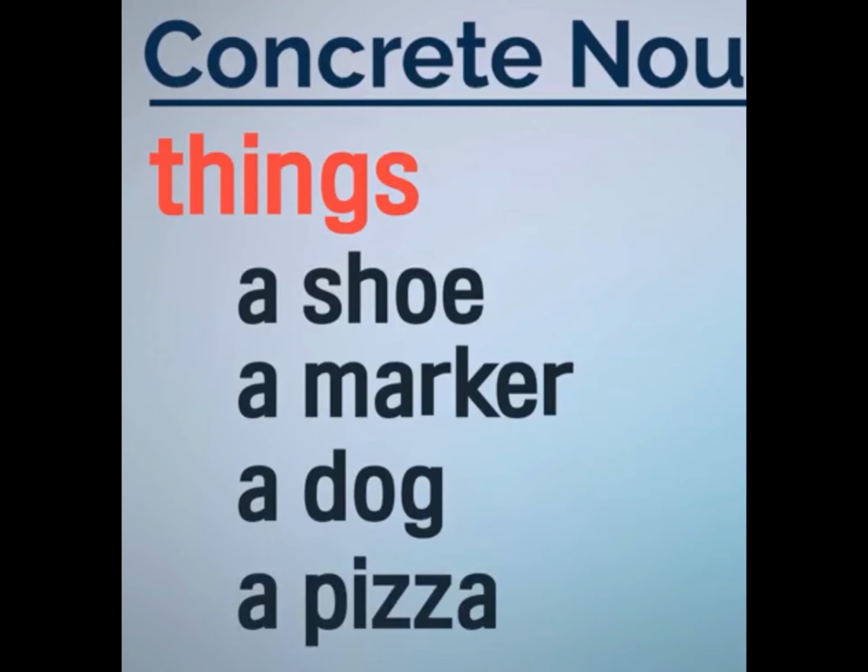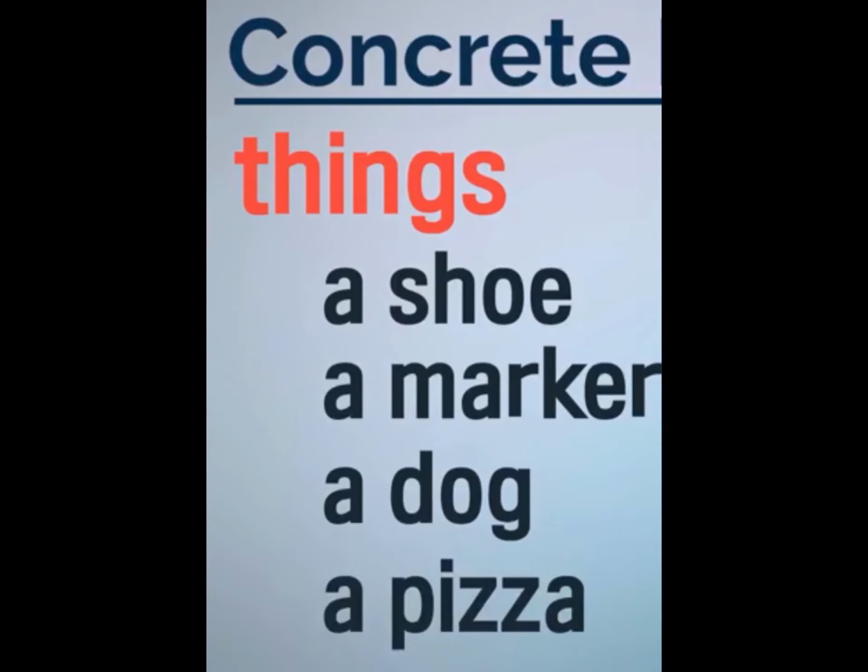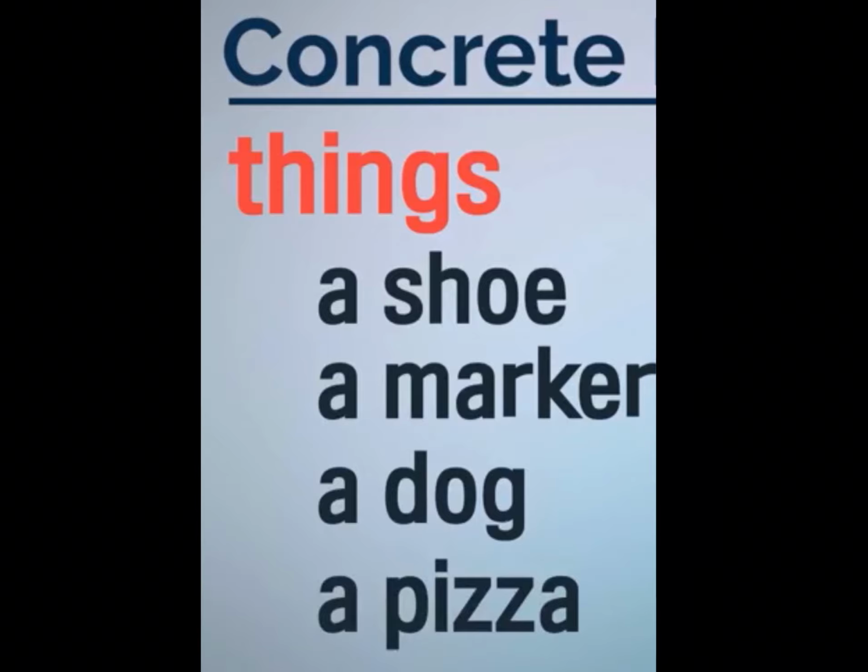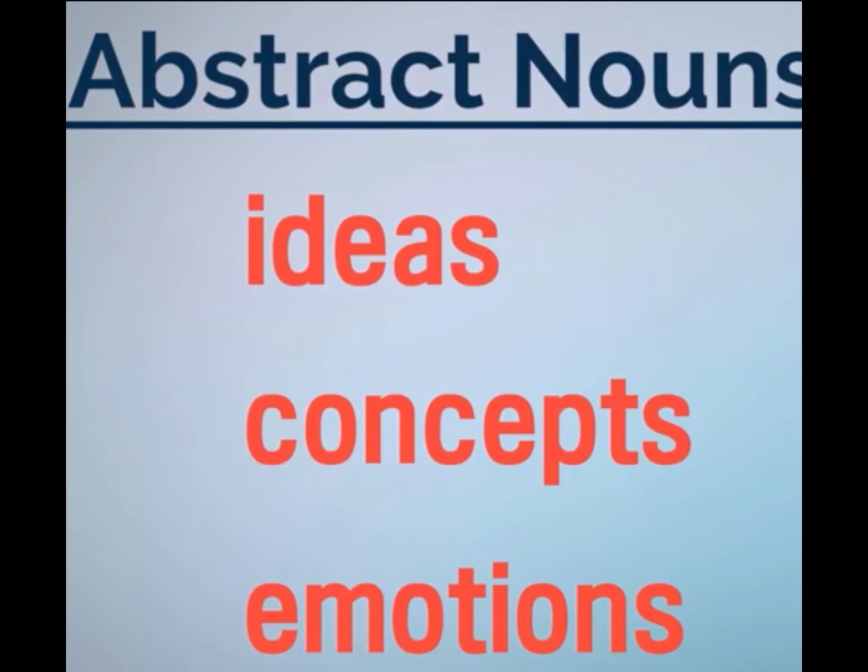Now let's move to abstract nouns. Unlike concrete nouns, they are ideas. So here again we said concrete nouns: a shoe, a marker, a dog, a pizza. Moving along to the abstract noun. Now abstract noun is the opposite of concrete noun. Abstract nouns are ideas, concepts, and emotions.